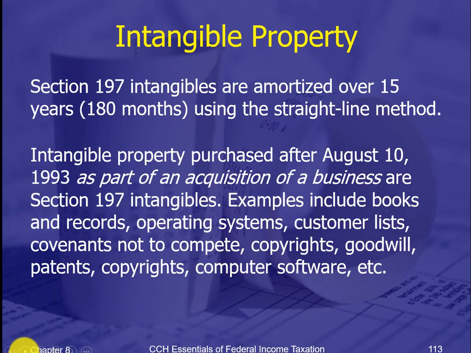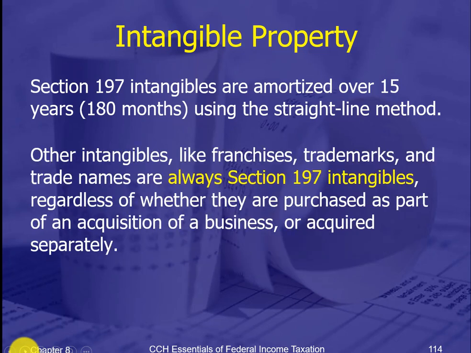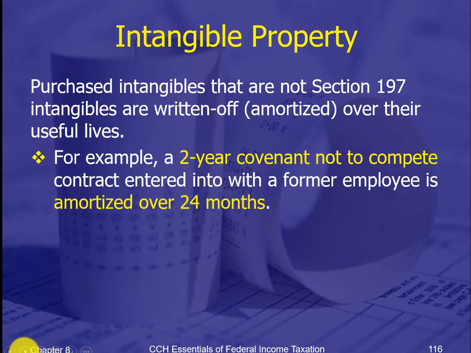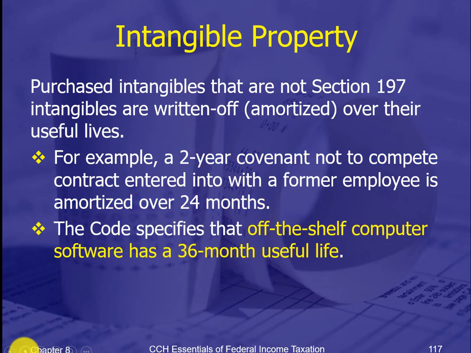Makes it easy. Okay, so there's some rules for more recent. Always Section 197, regardless of whether the purchase is part of a business or acquired separately. All right. If they're not Section 197 intangibles, then you have to look at their useful life. So a 2-year covenant not to compete contract is amortized over 24 months because it's 2 years. So that's how long it's going to last. Simple. The only one that's specified exactly is 36 months for off-the-shelf computer software. All right, again, it is straight line.